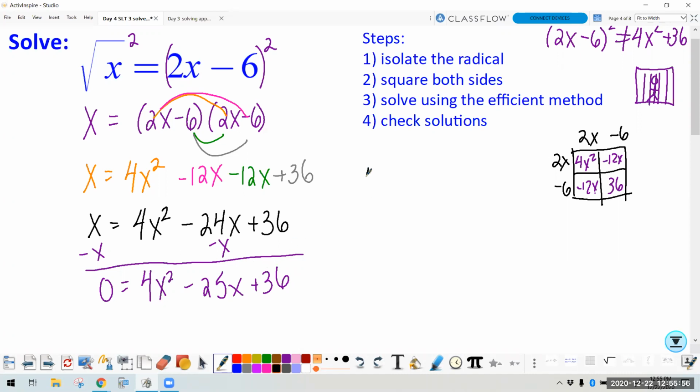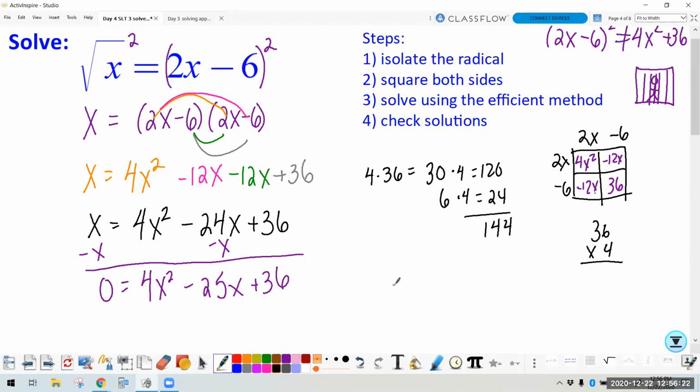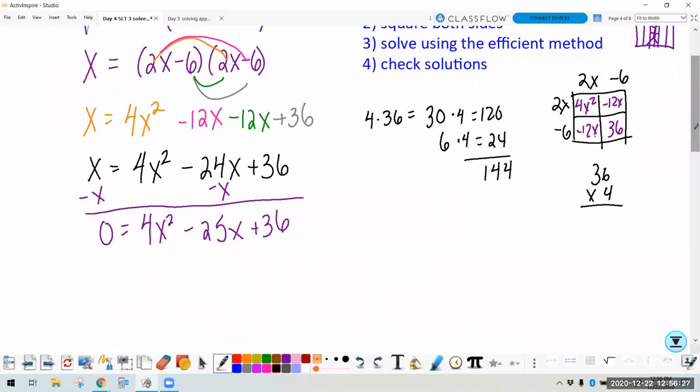4 times 36. That's my AC. You can do the traditional algorithm, 36 times 4. If you don't like that, because we're not using calculators, you can break your 36 into 30 and 6. Multiply each of those by 4 and add the parts together. So now that we know AC is 144, we need all the different pairs of numbers that multiply to 144 to check what adds to negative 25.